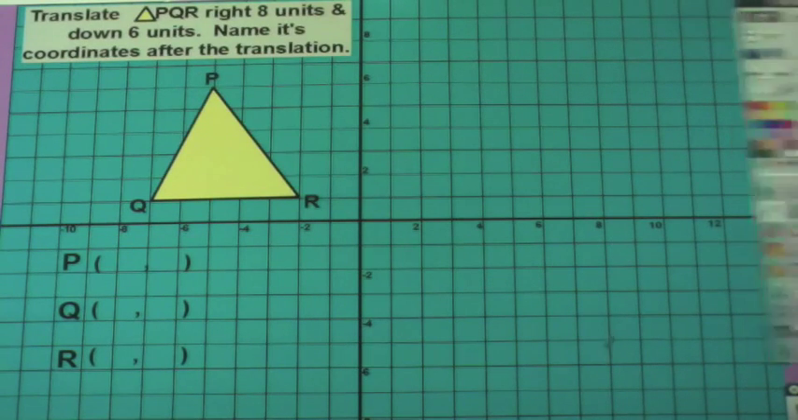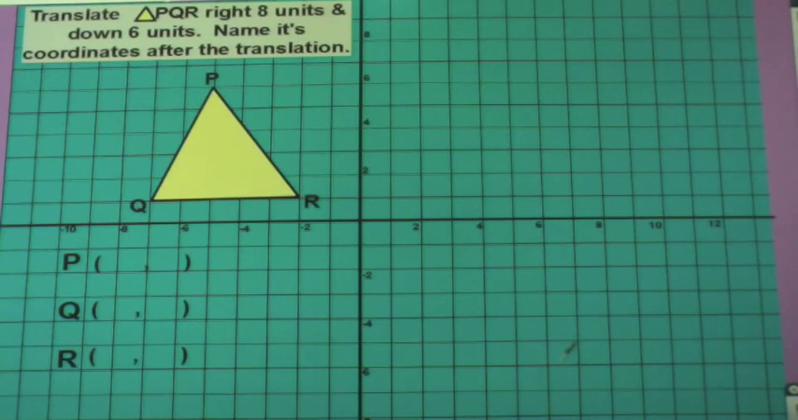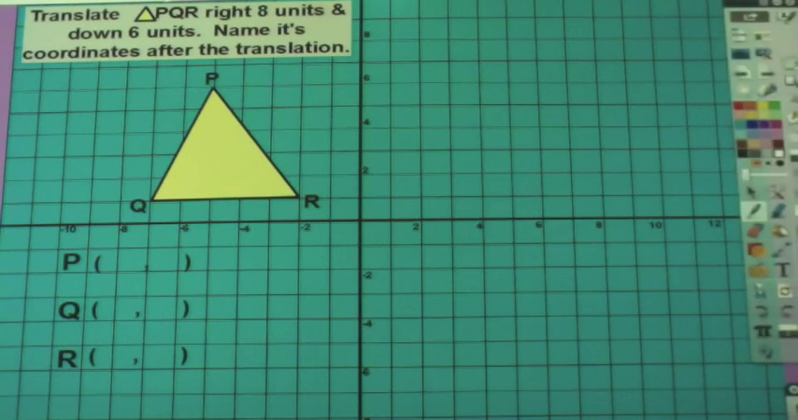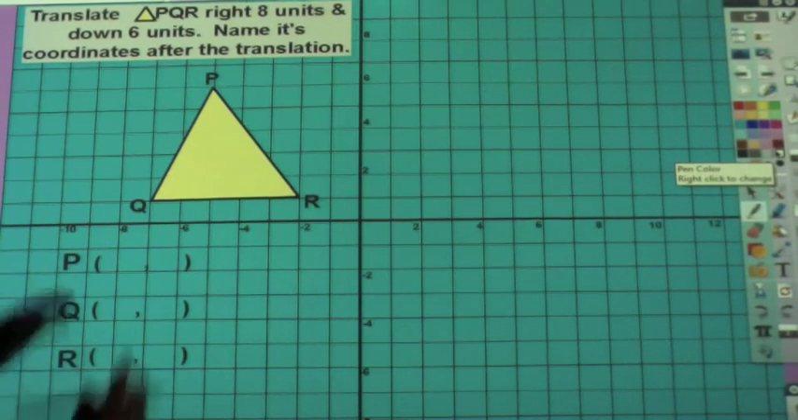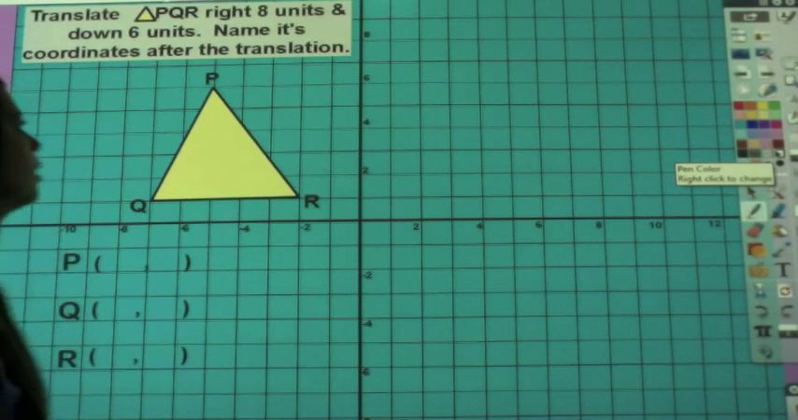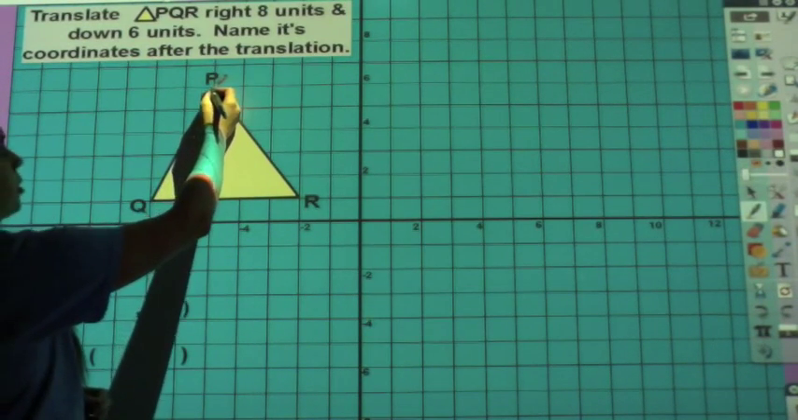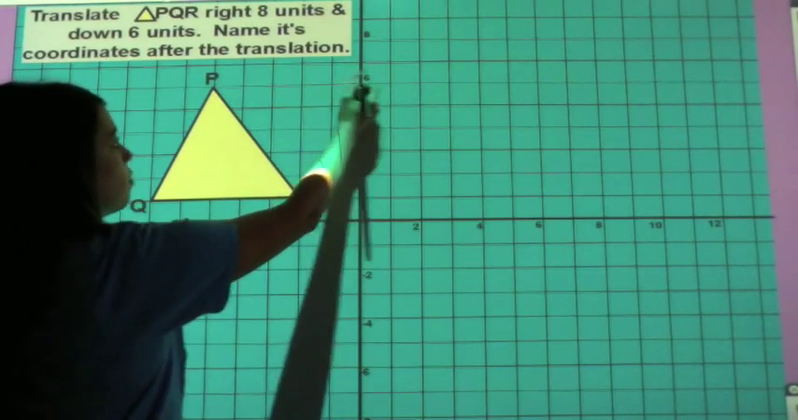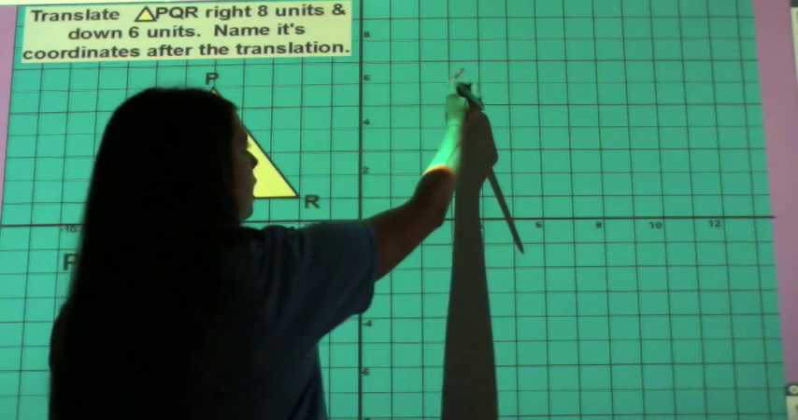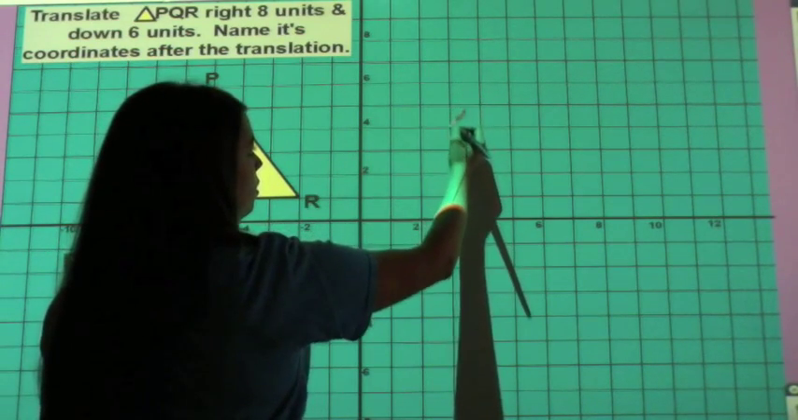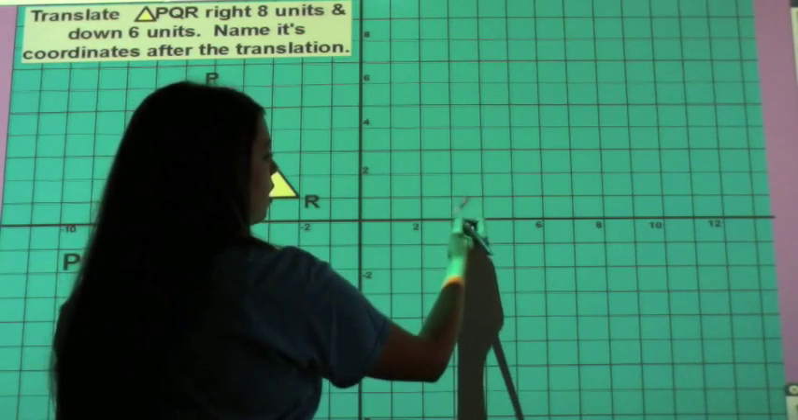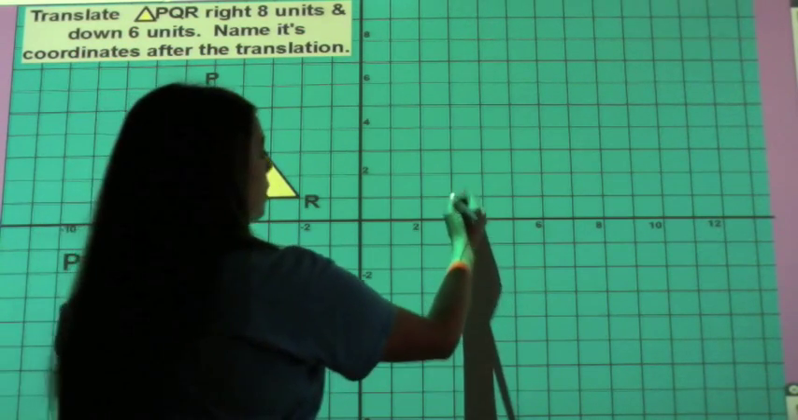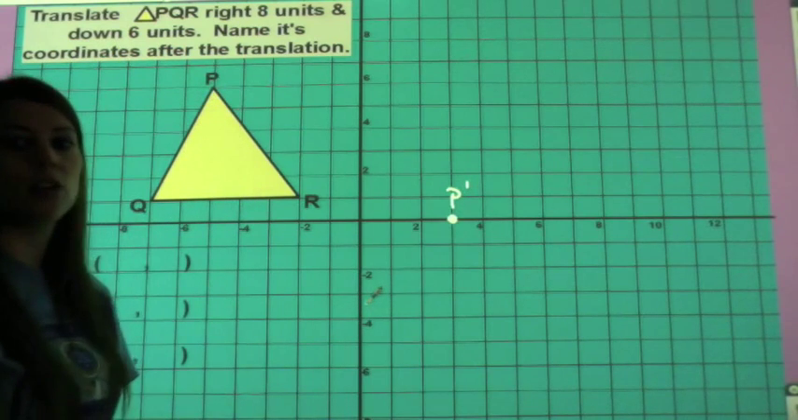Okay, this problem here. Translate triangle PQR right 8 units and down 6 units. Name its coordinates after the translation. So when it says to translate, all we're doing is sliding the shape on a coordinate grid. I'm going to take P, and I'm going to move it to the right 8 and down 6. 1, 2, 3, 4, 5, 6, 7, 8, down 6. 1, 2, 3, 4, 5, 6. Labeling it P prime because it's my new point.